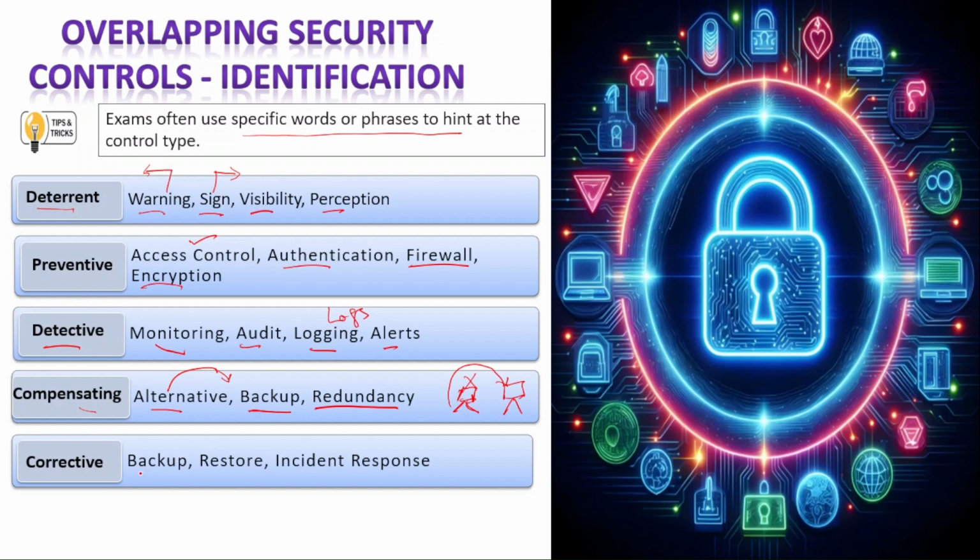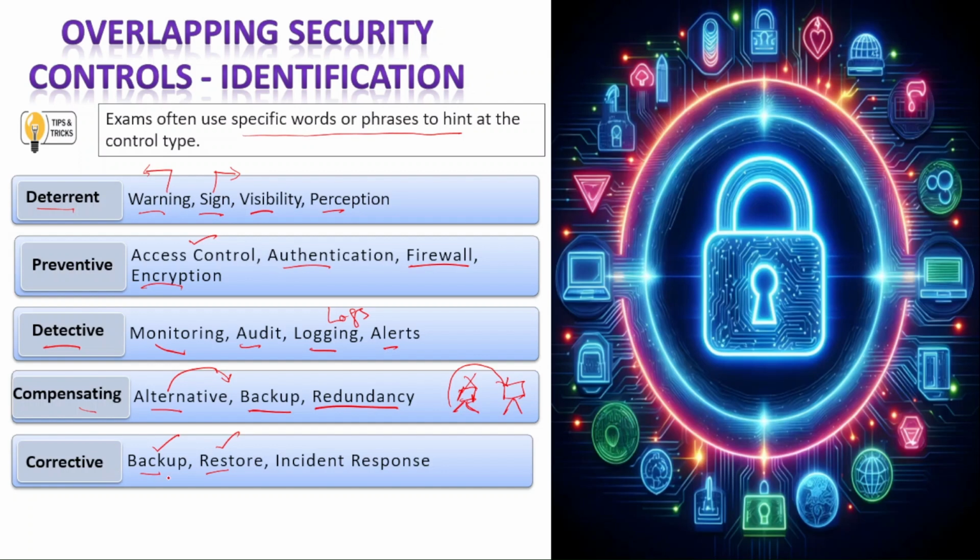For corrective, you have backup. Again, as we saw, in case of a disaster, if you want to correct the damage, if you want to restore the data, you need the corrective control, that is backup. And again, the restore, these are related.